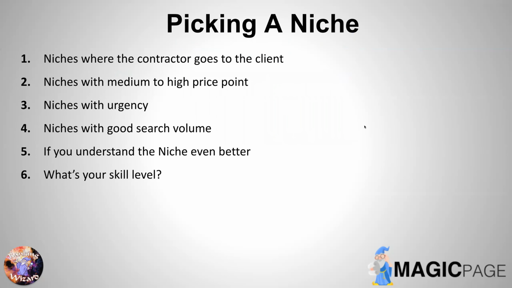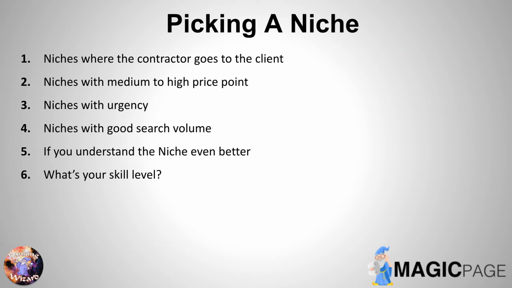So basically, the way I look at picking a niche is I want a niche where the contractor goes to the client. The reason I'm looking for that is because when we are doing lead gen, especially the pay per call or pay per lead business model, it becomes very, very difficult to have an address which the person can go to. If you are doing a dentist or a doctor's, obviously if you've got a number of sites, they're all going to have different addresses.